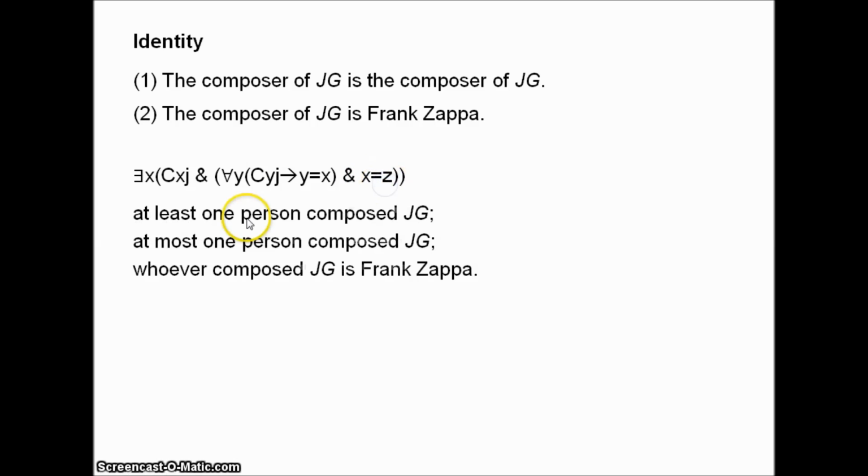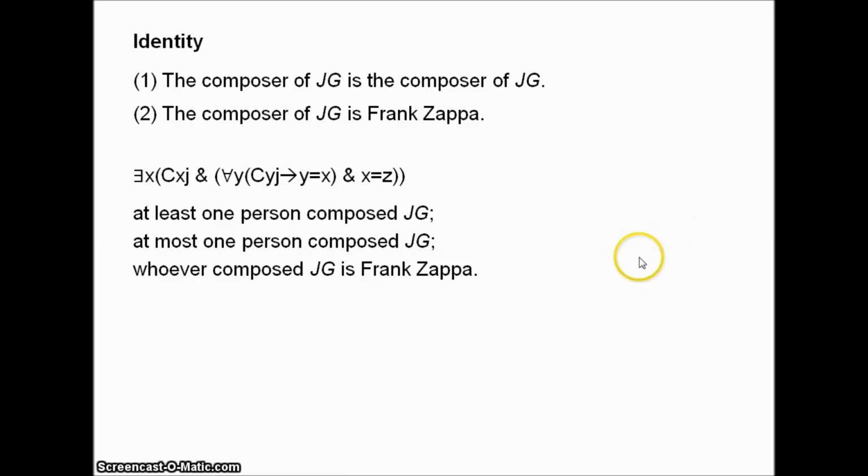So, identity. The composer of Joe's Garage is the composer of Joe's Garage. The composer of Joe's Garage is Frank Zappa. Now the logical form of this statement is this: there exists an X such that X composed Joe's Garage, and for all Y, if Y composed Joe's Garage, then Y is X and X is Frank Zappa. Or in other words, at least one person composed Joe's Garage, at most one person composed Joe's Garage. Whoever composed Joe's Garage is Frank Zappa. So this clearly explains how our second statement here can be non-trivial.